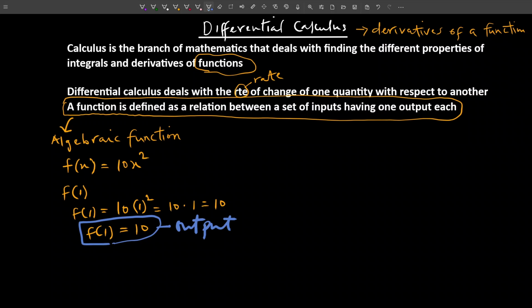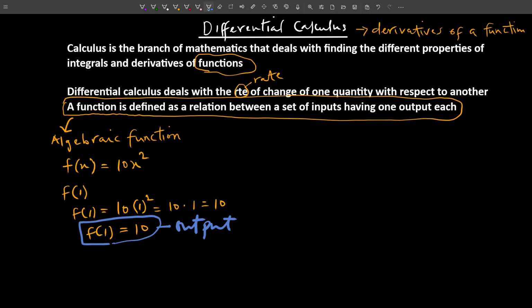So the function is defined as a relation between a set of inputs having one output each. You can see this input gives us only one output. So that's what a function is. I'll make a video to explain functions. In this video, I want to talk about how we can find the derivative of a function.